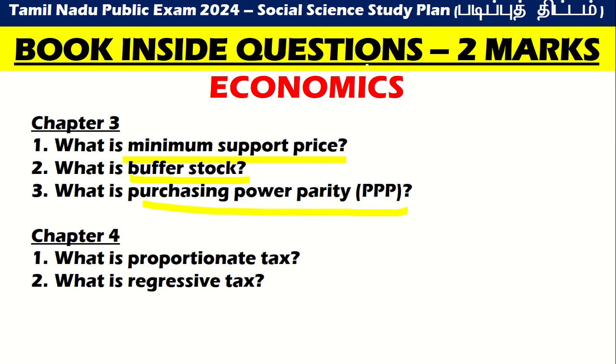So what is minimum support price, what is buffer stock, and what is purchasing power parity? These are the 3 questions they are asking you to write, so make a plan for that and read accordingly. And also for chapter number 4, what is proportionate tax and what is a regressive tax. So there are two types of tax, one is proportionate tax and another one is regressive tax. If you read everything in this, then it will be very useful for your public examination.